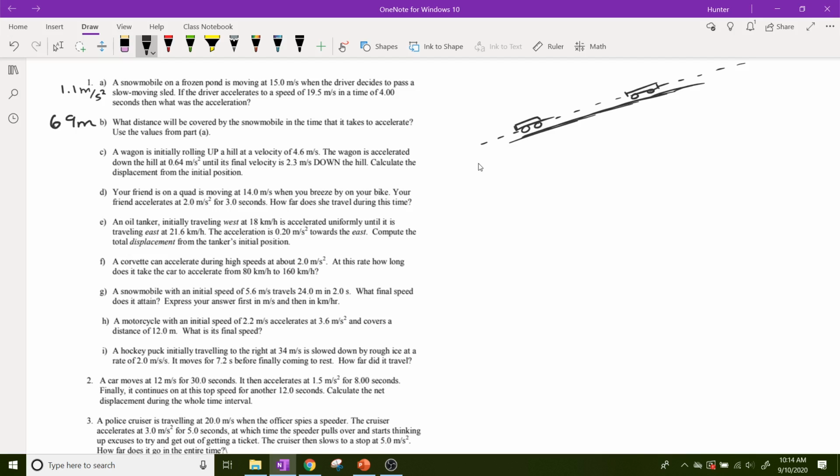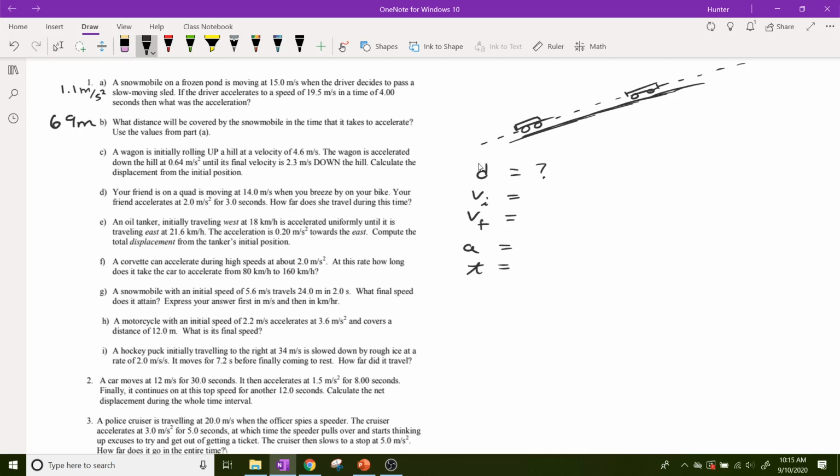So, let's write out our DVAT. D, VI, VF, A, T. Let's see what we got here, because I think this is one whole situation. I don't think we have to break this up into two separate situations. What is the total displacement? Unknown.